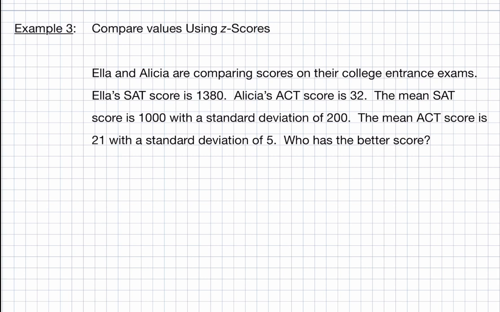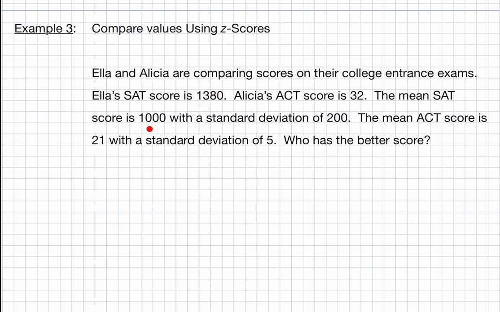Okay, and we're told that the mean SAT score is 1,000 with a standard deviation of 200, and the mean ACT score is 21 with a standard deviation of 5. Okay, and the question here is, who has the better score? Okay, so if we think about this, Ella scored 1380. Okay, and we know that the mean SAT score is 1,000 with a standard deviation of 200.